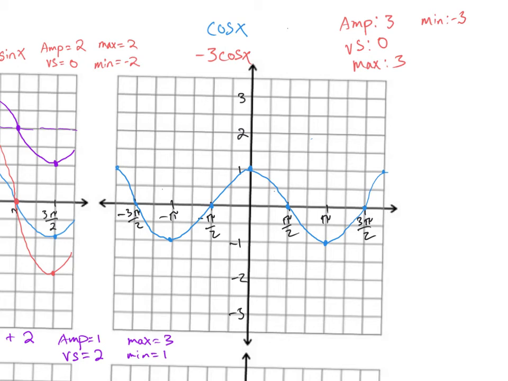So instead of negative 1, I'm going to go down to negative 3. Go to 0. Instead of negative 1 back here, I'm going to go up to 3. And down to 3 here. Hitting all the right places. I'm going to shift this middle part all the way up to 3. Hit it in the middle. All right, now I'm going to just connect my dots.